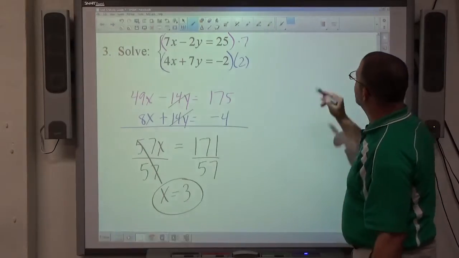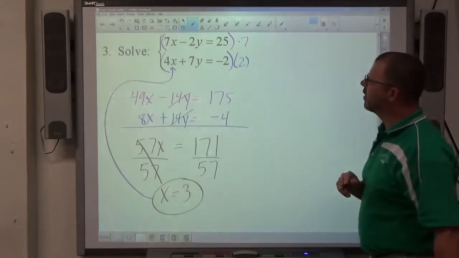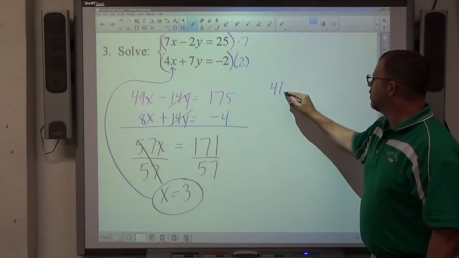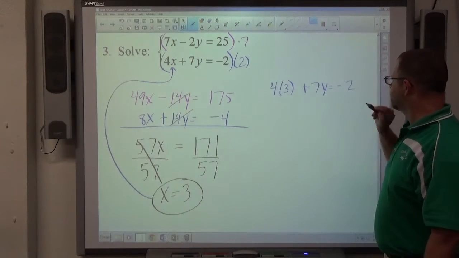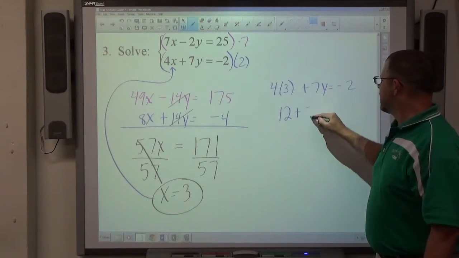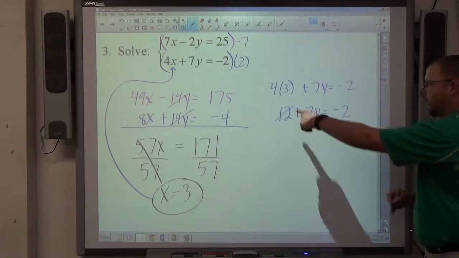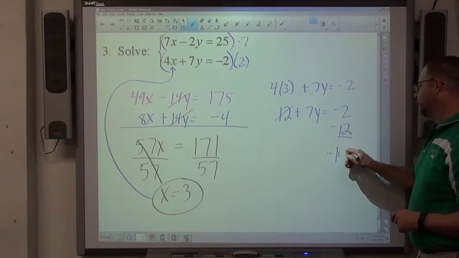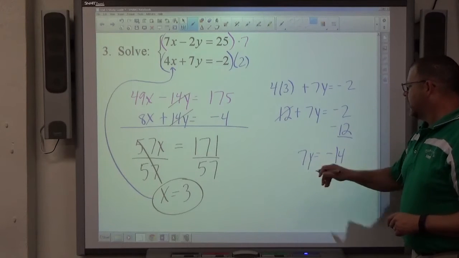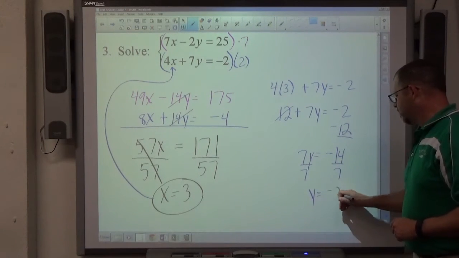Knowing that x equals 3 just allows me to go back to one of my equations and change x to 3 and solve for the other. So 4 times x, which we're replacing with 3, plus 7y equals negative 2. 12 plus 7y equals negative 2. Move the 12 to the other side, change the sign. Same sign is going to add them together. And divide both sides by 7. Gives me y is equal to negative 2.